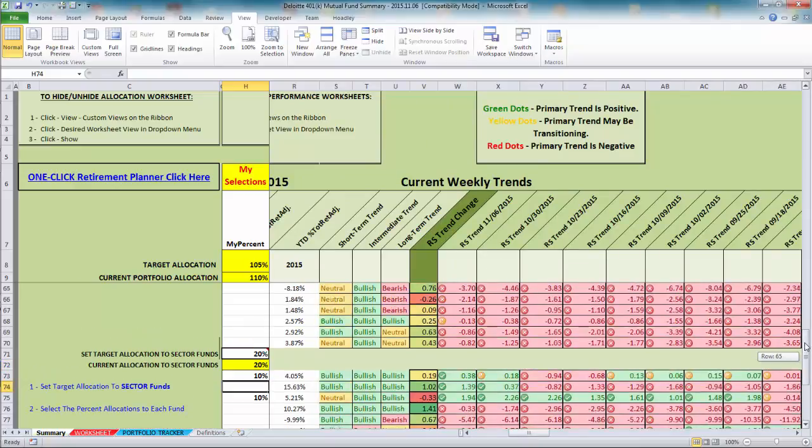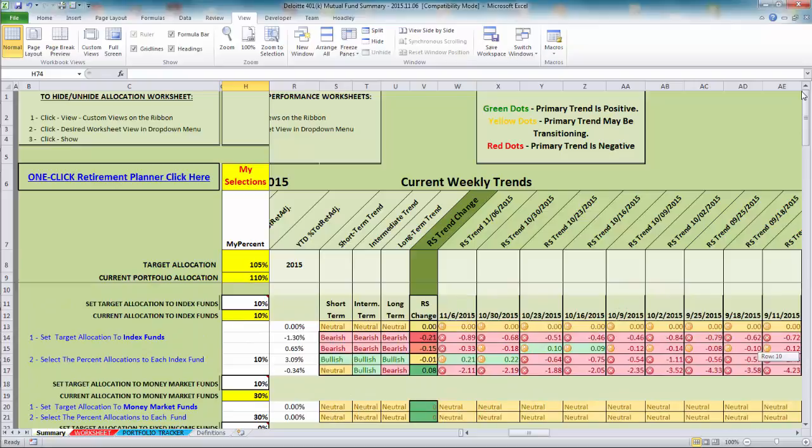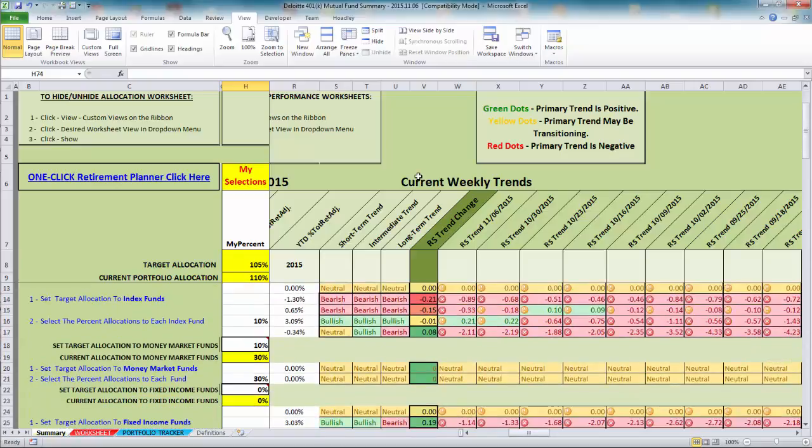And what we have to remember is that we're going to take 10% out of our money market, which is right here. Here's our money market funds. So we're going to go ahead and take 10% out, and that's going to leave us with 20% to invest. So we're now 80% invested in this market.